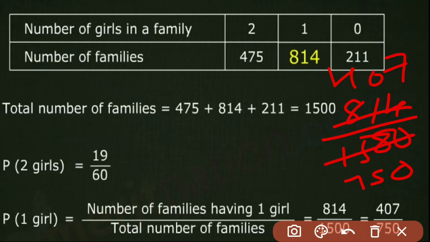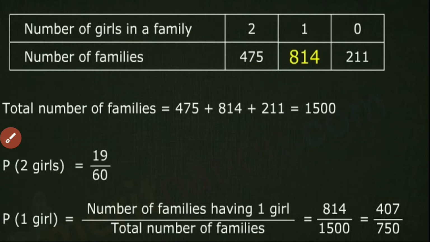So 407 divided by 1500 will be your probability for the number of girls being 1. This way we get 407 upon 750. Actually we were having probability 814 upon 1500, that has been divided by 2, and then we receive 407 by 750. This was the second point.